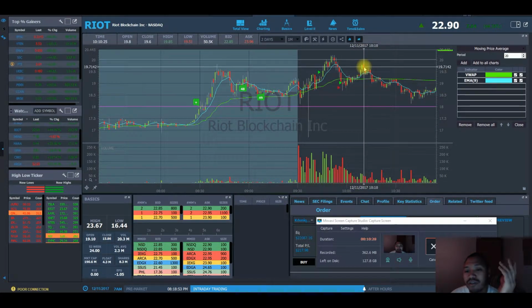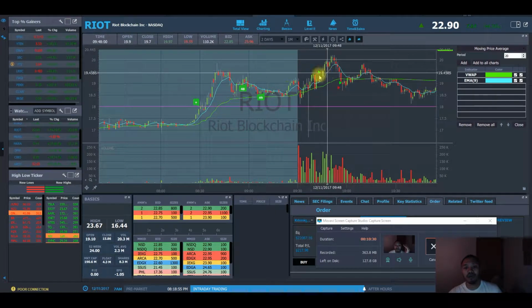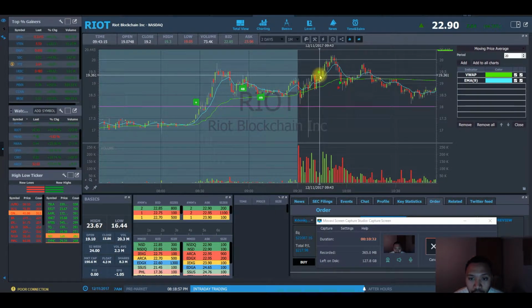I bought again, so you shouldn't do that because that's chasing. But normally I wouldn't even have bought this time in the morning. Well, I would have bought at 9:45. But if you look, this is the 1 minute candle now.